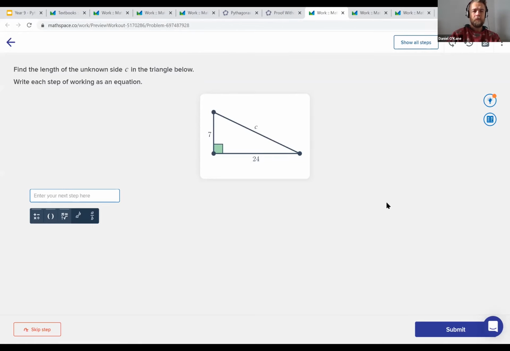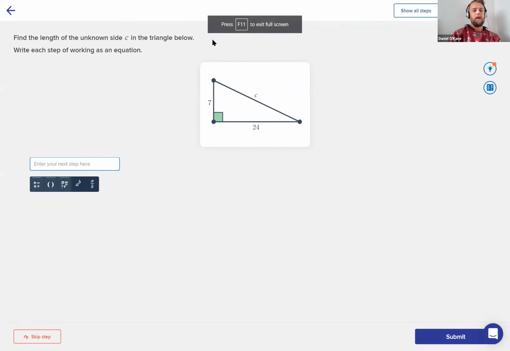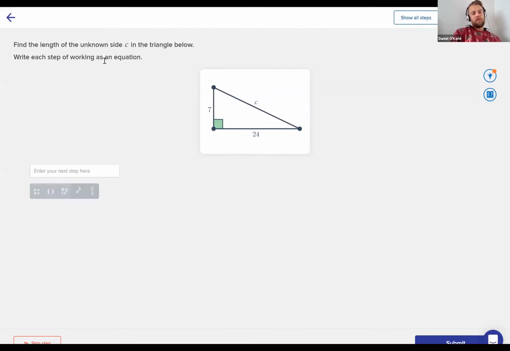Okay. Looking at this triangle, length of the unknown, side C, write each step of working as an equation. Okay, so you've got side lengths 7, 24, and C. Okay, so what is the answer? Yeah, someone's actually identified the answer straight away. A few people have, okay?